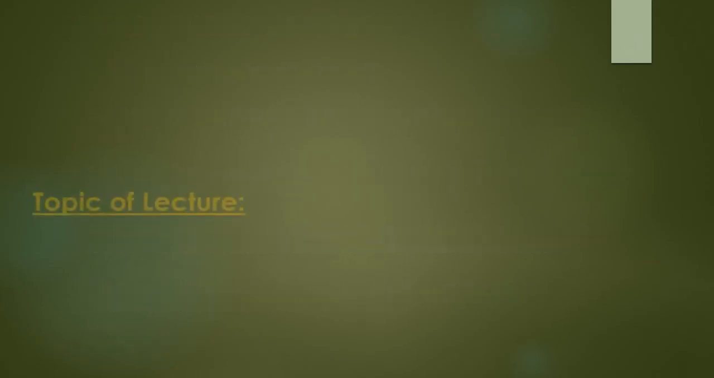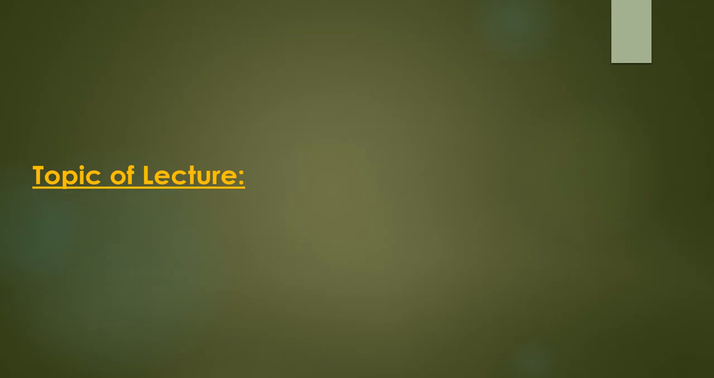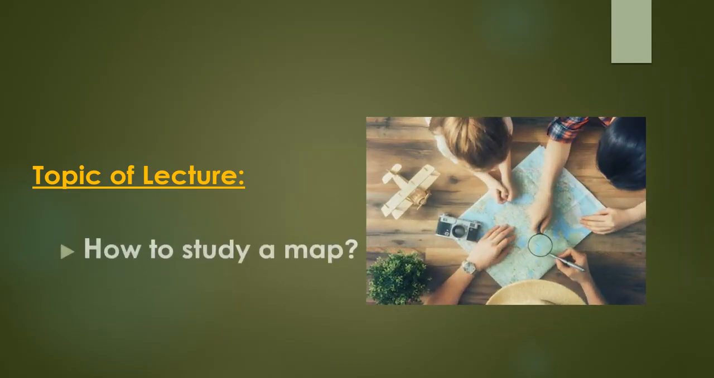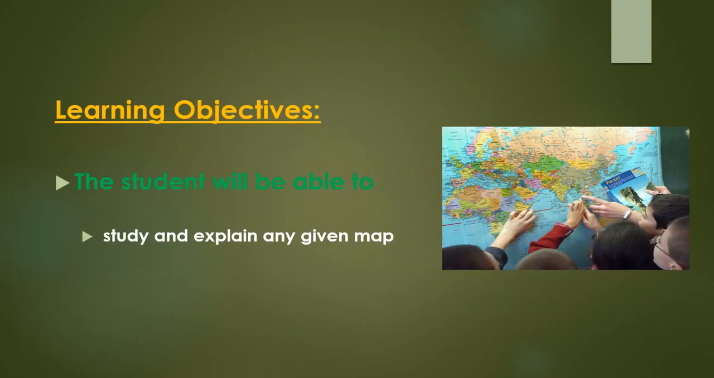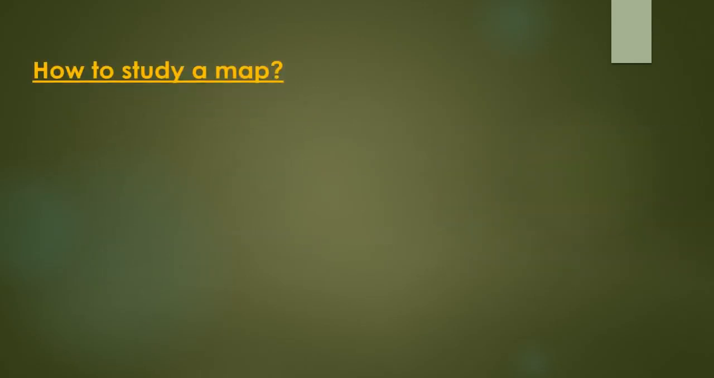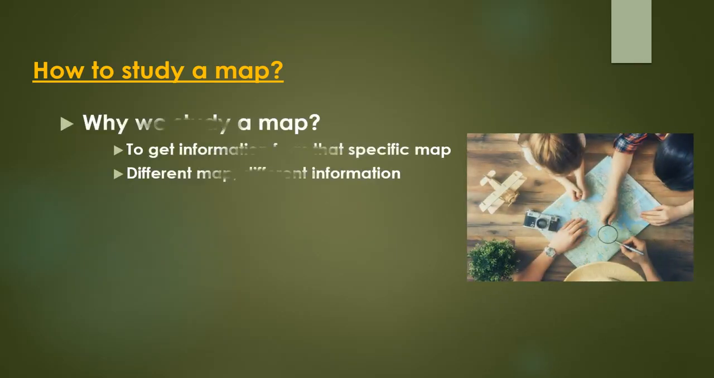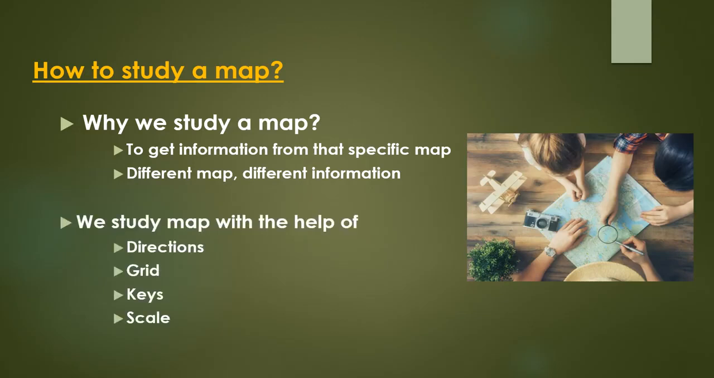The topic of the lecture is how to study a map. Learning objectives: the student will be able to study and explain any given map. How to study a map. We can study a given map and get information very effectively, but for this we need to understand some basic terms which are helpful to study any map easily. These are directions, grids, keys, and scale.